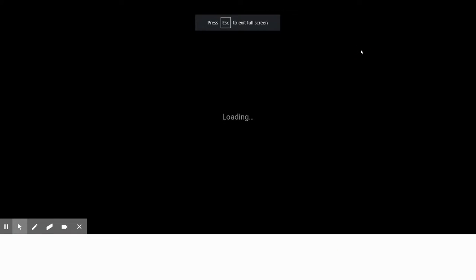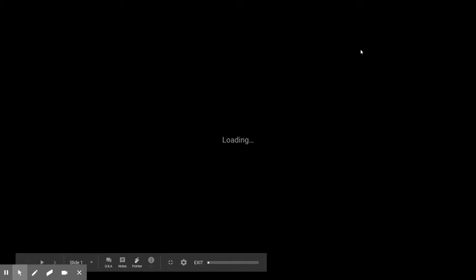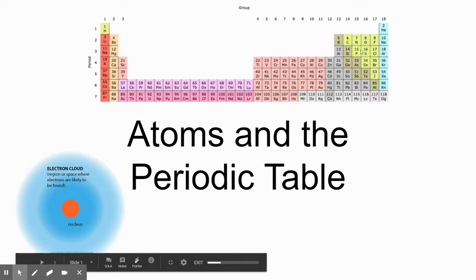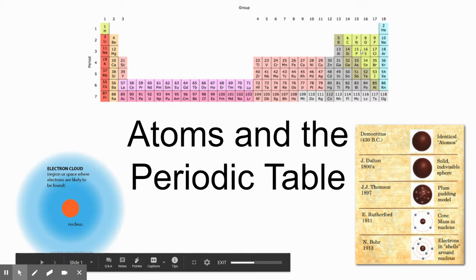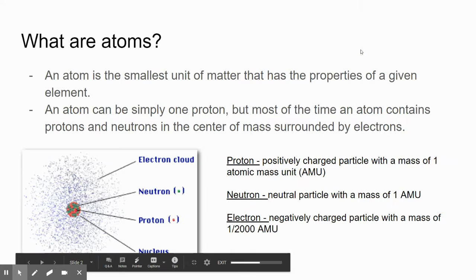Okay, guys, so this unit here is unit 3. We're going to talk about the atom, how it was discovered, what makes it up, and talk a little bit about the periodic table. So let's start off first with what are atoms.